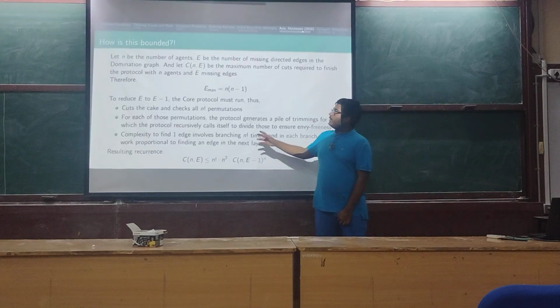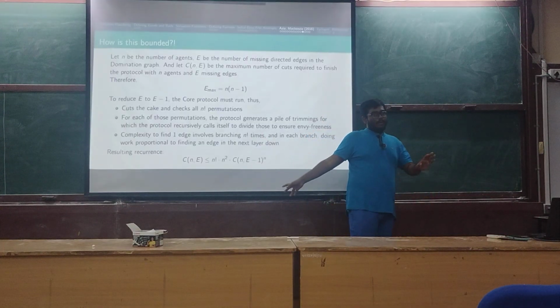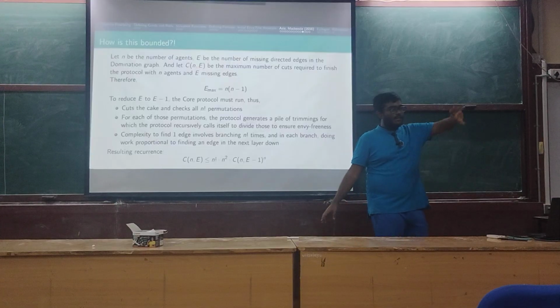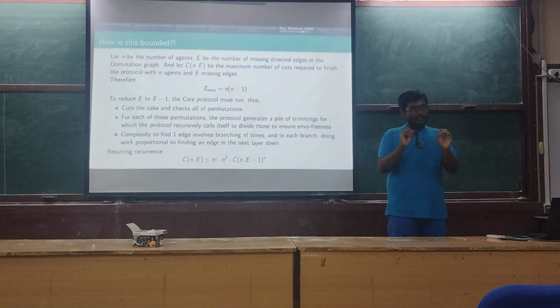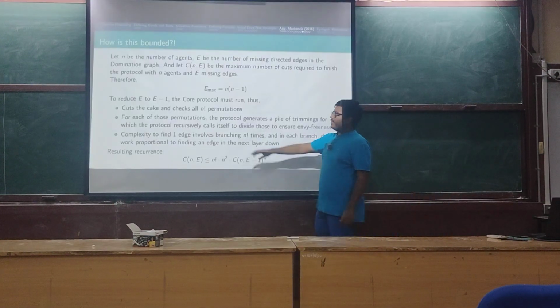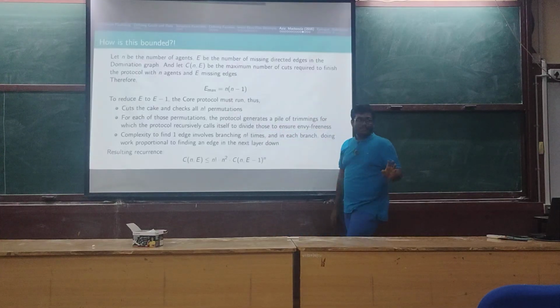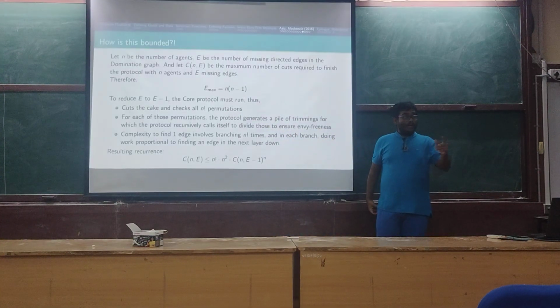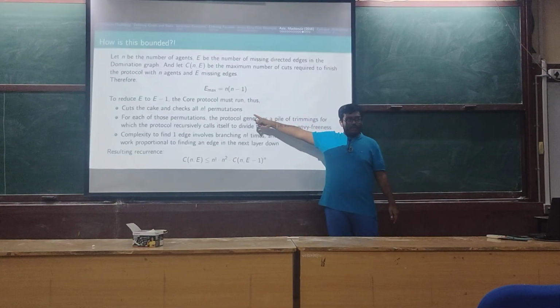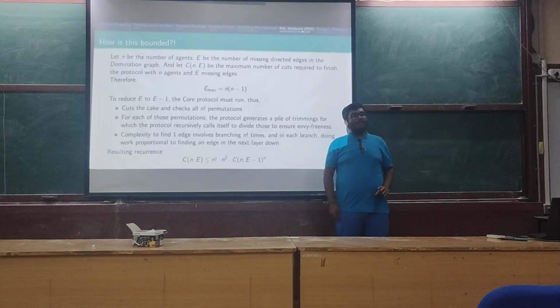Now I am just giving you a naive bound, by the way. This is not accurate in any sense. This is just to show that there exists a bound. So as to reduce E to E1, the core protocol has to run. We want to add one edge. That is what the core protocol does. So let us say that every single iteration of the core protocol reduces only one time.